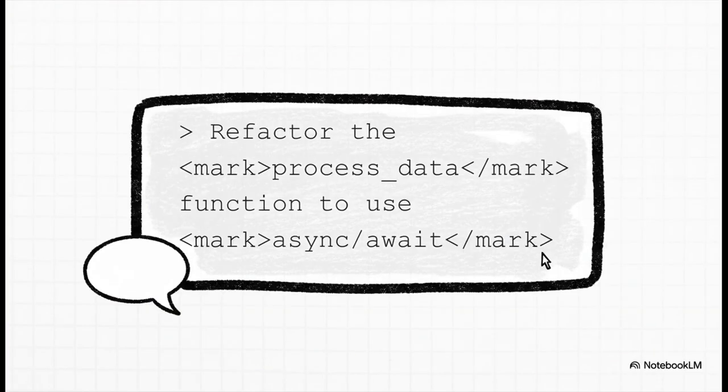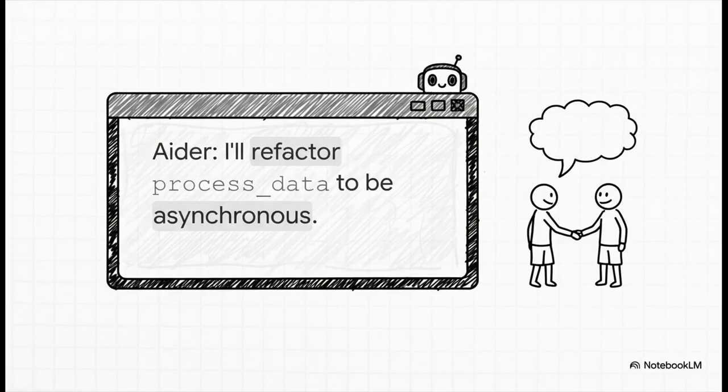Let's make this real. You'd kick off a session by typing ITER and pointing it to a file. Then you just talk to it in plain English, just like you would a human colleague. So here, we're just asking it, refactor the process data function to use async/await. That's it. And before it touches a single line of code, the AI confirms what it's about to do. It's a small thing, but it's crucial for making sure you're both on the same page.